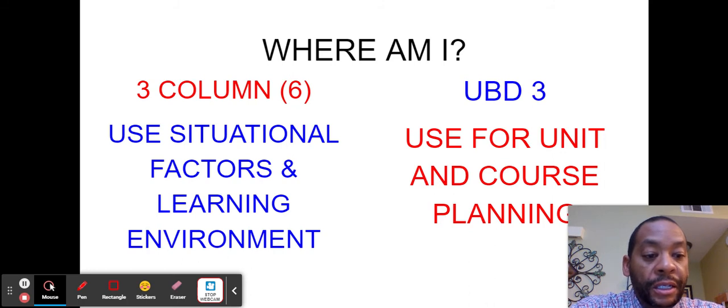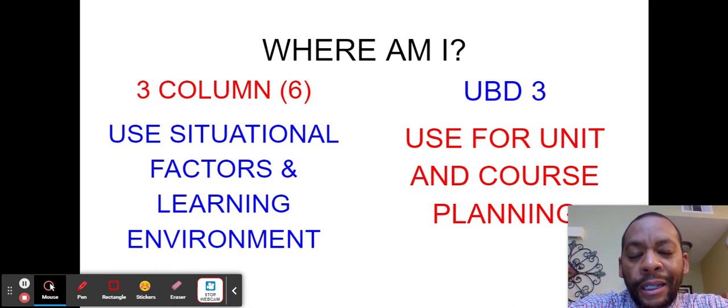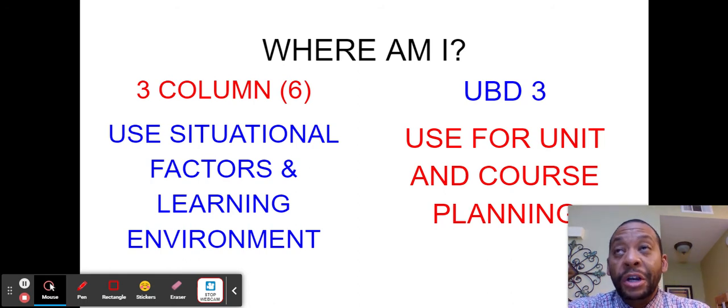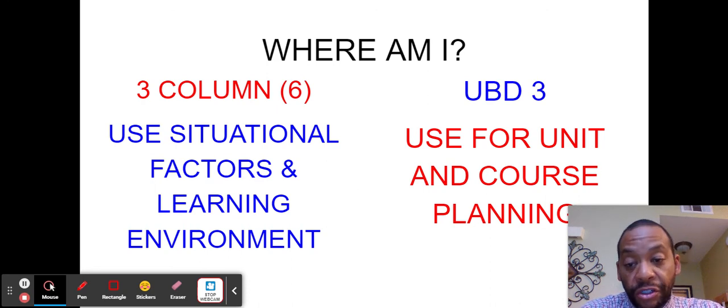I think the UBD is going to look a little more professional. It looks a little more like what your superiors, if you're a first year teacher, second year teacher, this is what your superiors and evaluators are looking for. But they also want to know that your work is geared towards your clientele, and that's found in the three column chart, specifically with the use of the situational factors and the learning environment that was provided by Fink. That is where I am at.